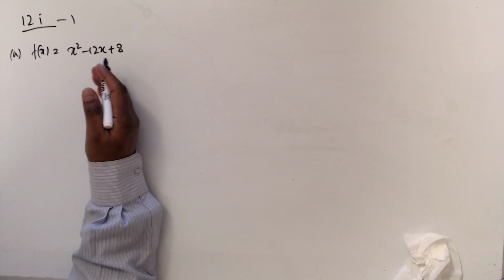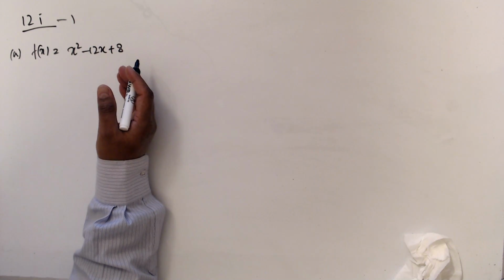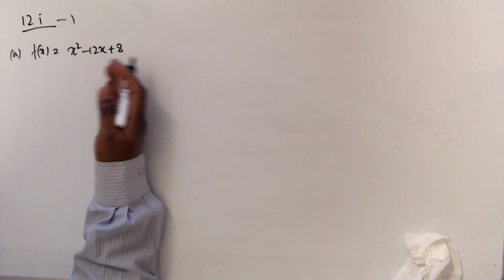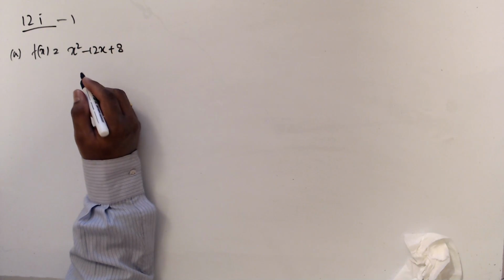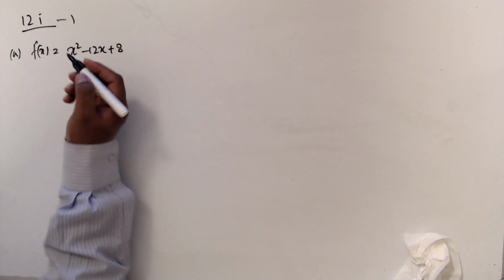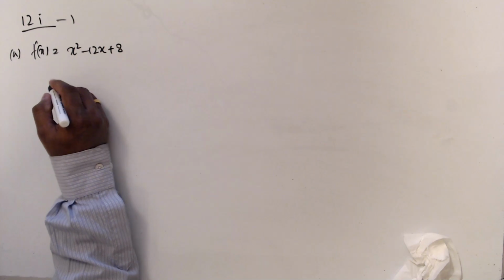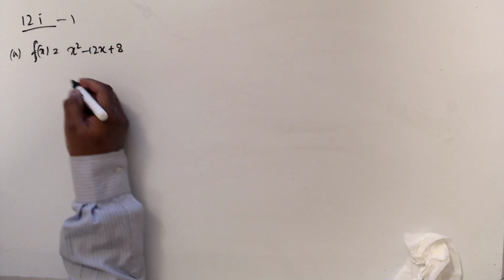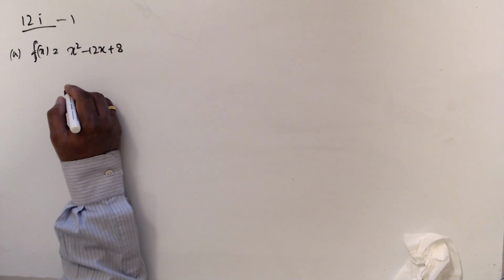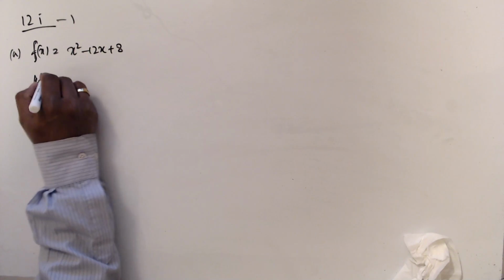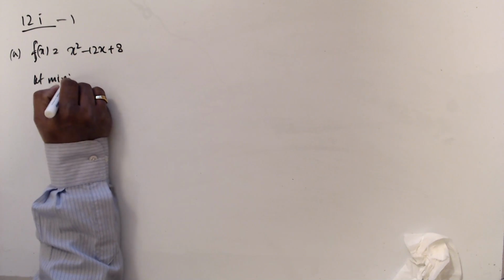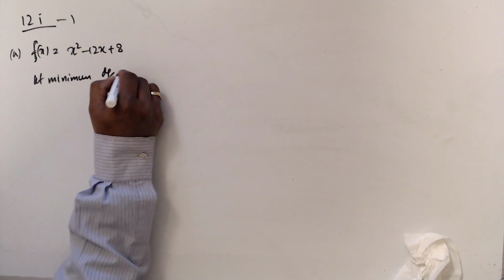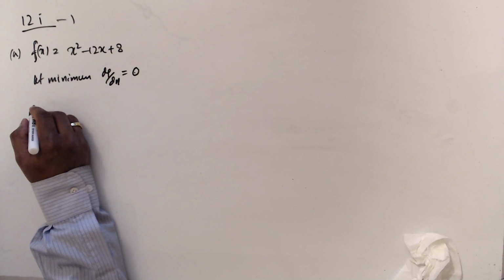Already the sum is given. In the sum it clearly says that it has a minimum. But find that minimum. So what shall we do? First of all, at the minimum point, we know that dy by dx is 0. At minimum, dy by dx equal 0.